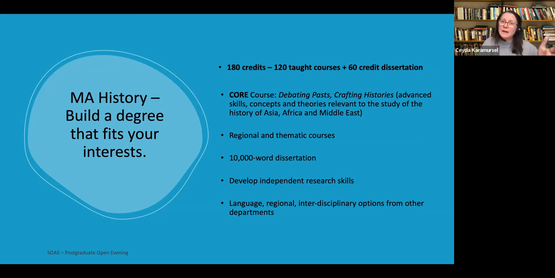It didn't work that way, unfortunately, last year, and it's meeting partly on campus this year, so it is gradually resuming that function, but it really brings together the entire cohort, where you exchange ideas and experiences, so on and so forth, which you need as you conduct research and start writing your dissertation. So that's the function of the core, compulsory module, Debating Pasts and Crafting Histories. So that would be part of the taught modules.